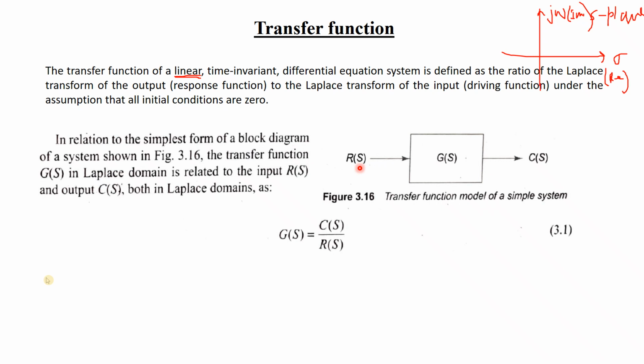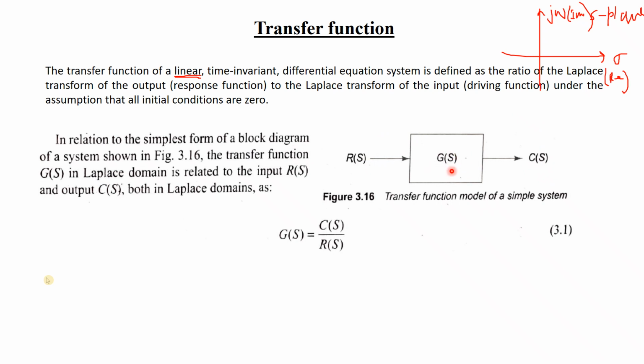Suppose the input is force. Okay, force is mass into acceleration. Acceleration means velocity with respect to time, or meter per second square. So there is a time, so that quantity we cannot take, we have to convert it into S domain. That is why the input is always converted into S domain. Whatever the input is, physical input, electrical input, mechanical input, every input has to be transformed into S domain, as well as the output also has to be transformed into S domain. And in between there is a block.